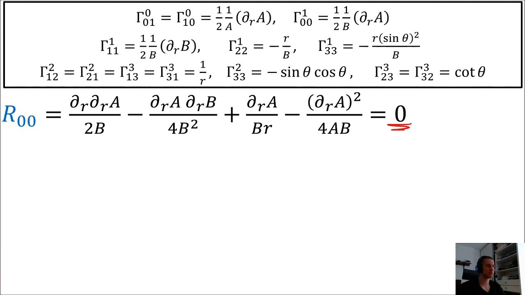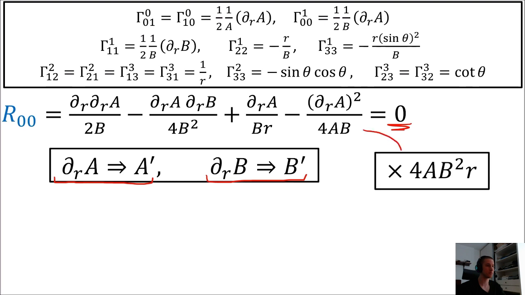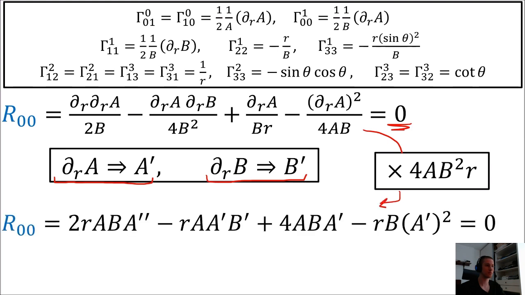our solution. To make this easier to read, I'm going to replace the partial derivative of a with respect to r with a prime, and replace the partial derivative of b with respect to r with b prime. I'm also going to multiply the equation by a common denominator of 4ab squared r to get rid of the denominators. So that was R00.